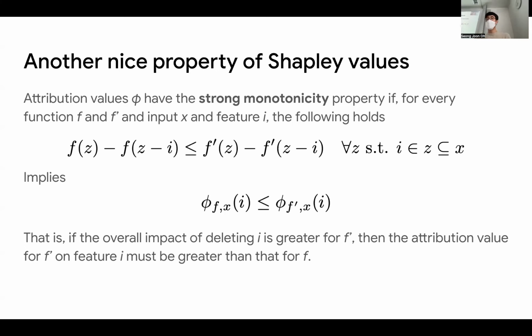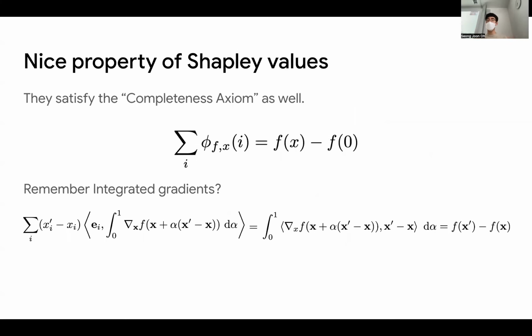And typically, these are explanation works that are built upon axiomatic foundations, where they introduce some natural requirements like, okay, it should be strongly monotonic, it should have completeness, and so on.